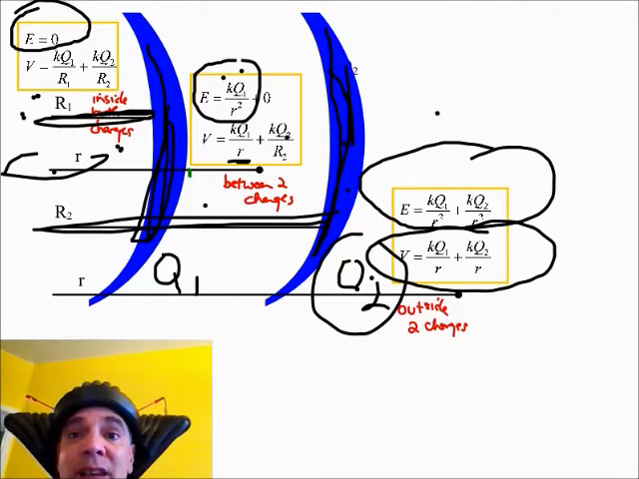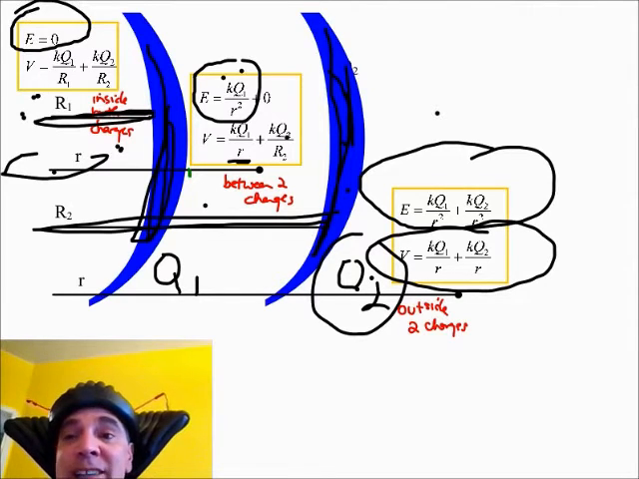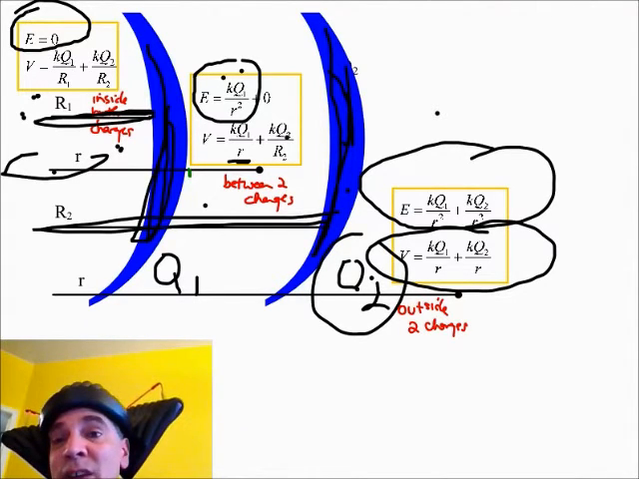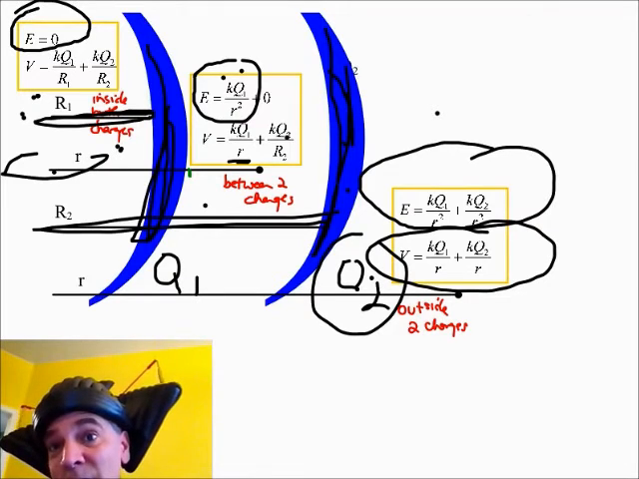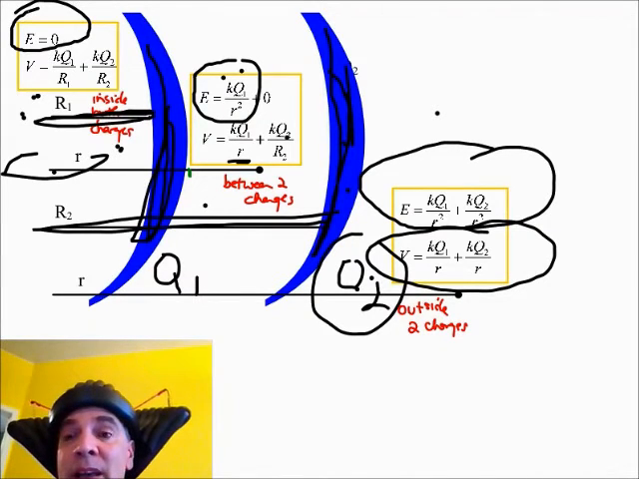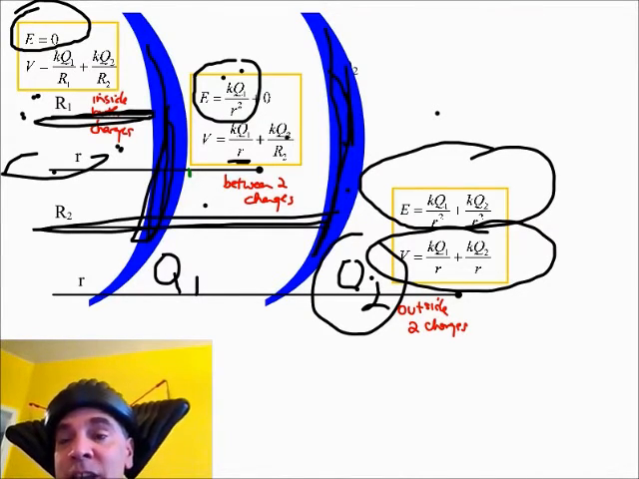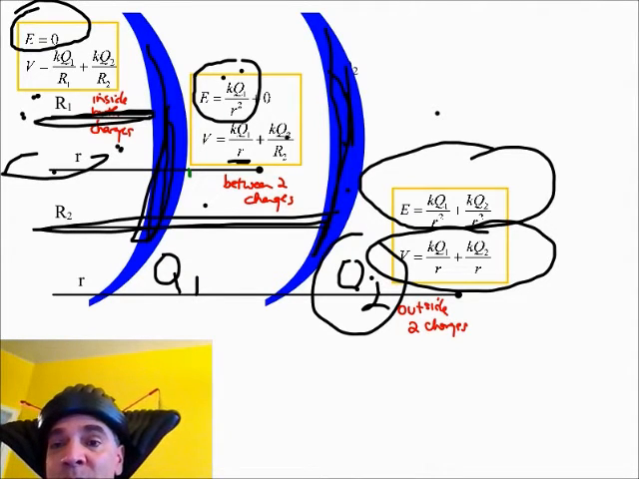Inside, constant voltage, no electric field. As I get outside of each one, I have to start calculating the changing electric field, and constant V inside and changing as I get outside each one.